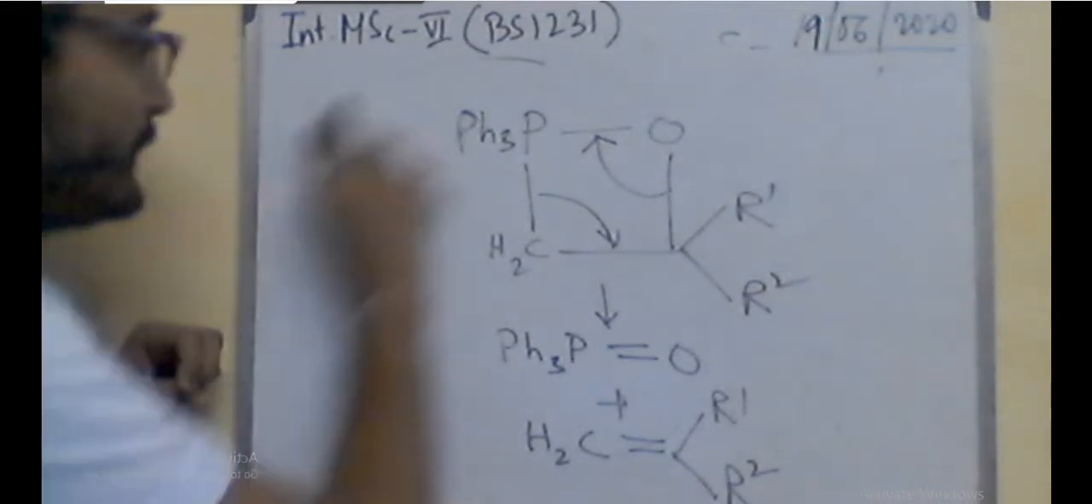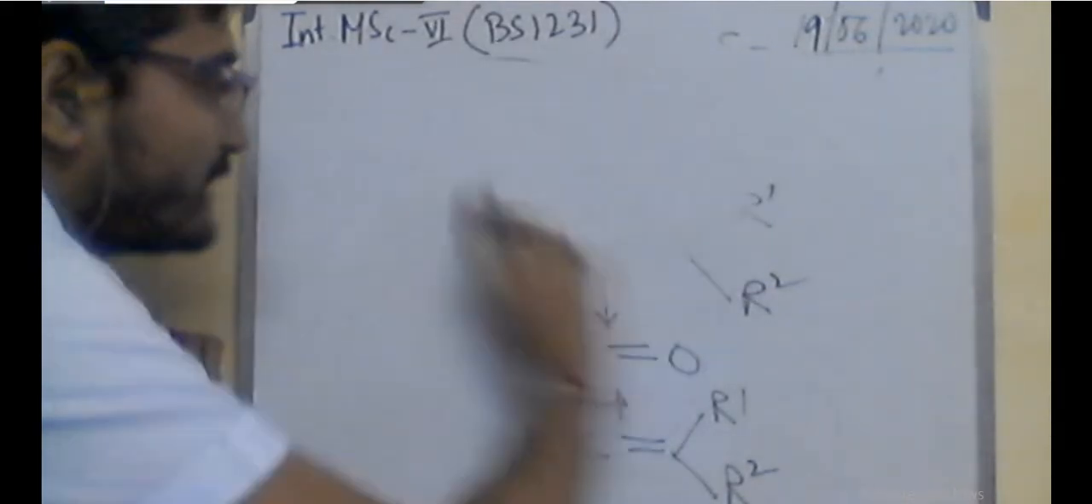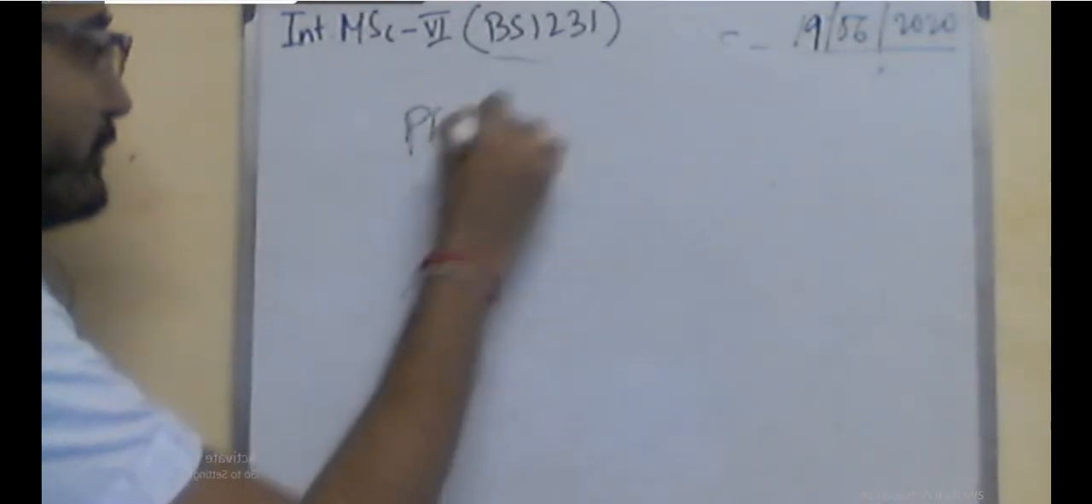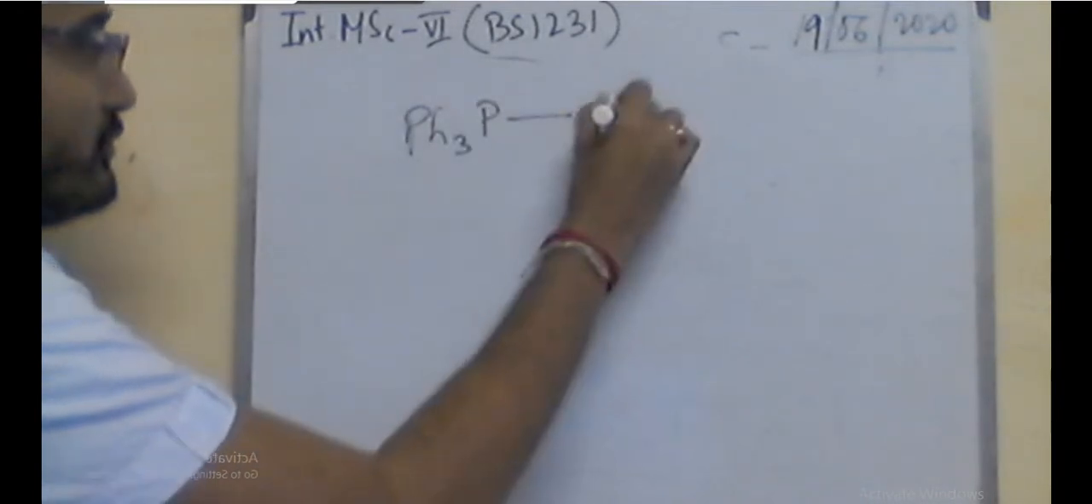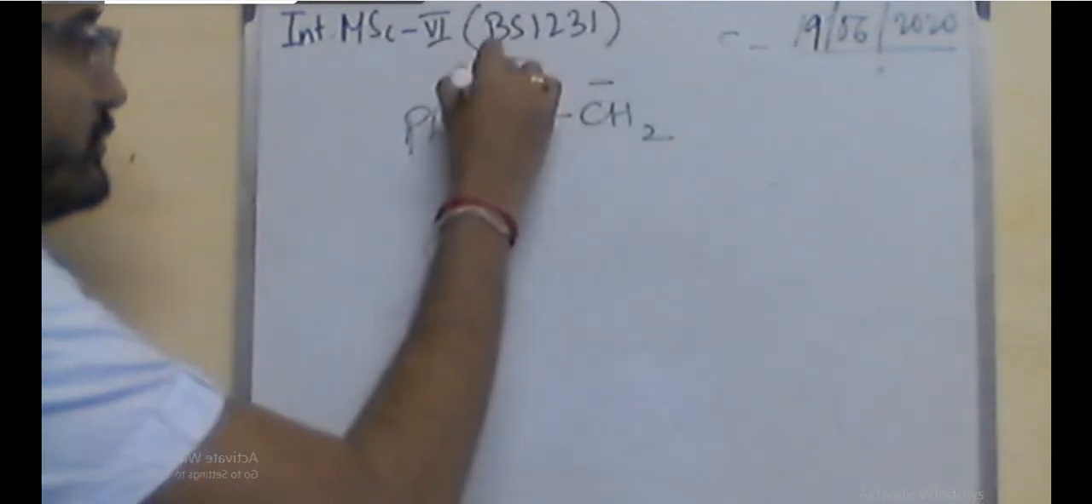So in this example you have seen that this ylide is formed. This is a simple example of a phosphoylide or simple ylide. In this case you can see that this negative charge can only form the double bond with the phosphorus, but this is not resonance stabilized. No electronic factor is involved here.